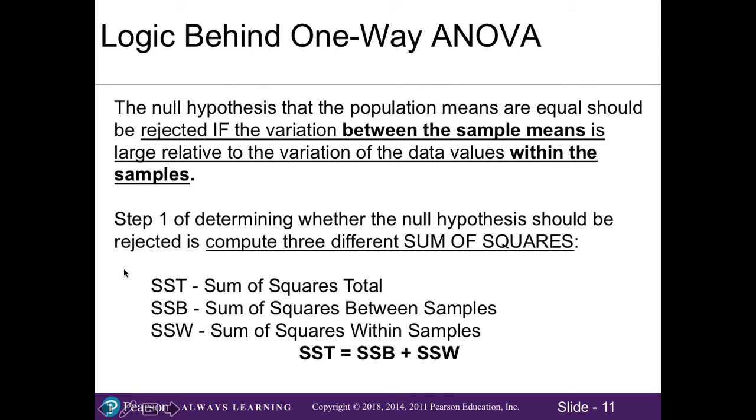So for step 1, we have to find the sum of squares. That's our SST, SSB, and SSW. So the sum of squares total, the sum of squares between our samples, and the sum of squares within our samples. And Excel will do this for us.